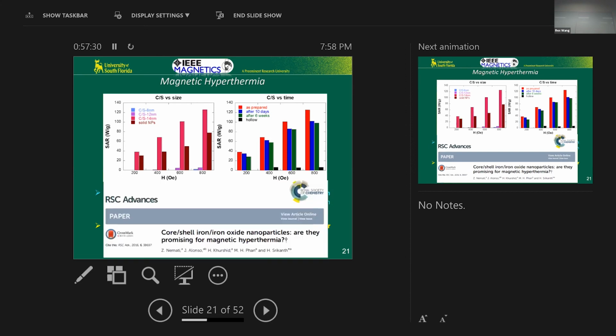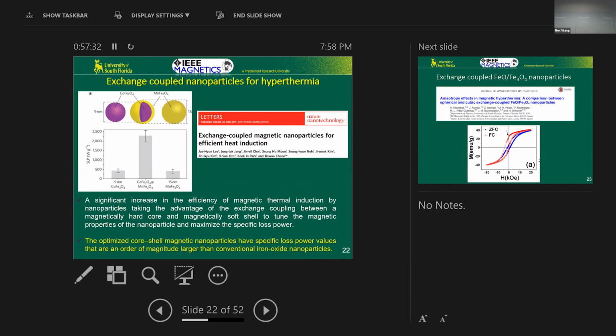So around this time, there's a paper that came out of a group in Korea, and they actually made cobalt ferrite, manganese ferrite core shell particles. And one of them is antiferromagnetic, the other one is ferromagnetic. So it turns out that this is your spin valve. This is the same that people in spintronics do by having this interface. So these are nano spin valves, and they showed that the SAR value is very high because of the exchange coupling and exchange anisotropy.